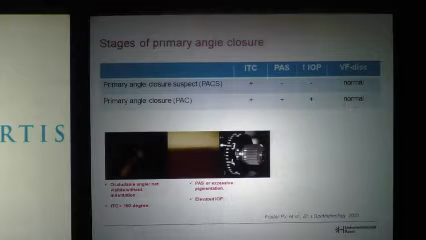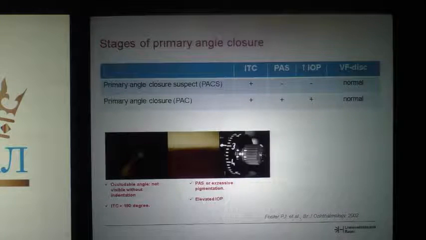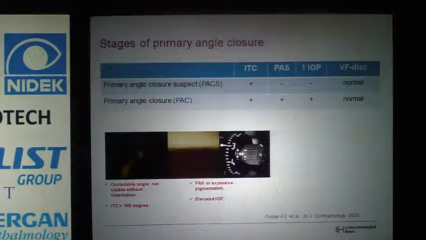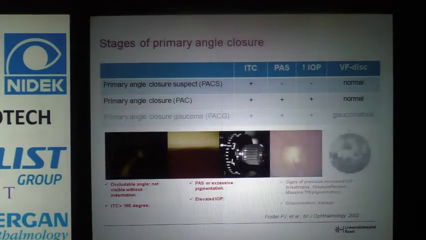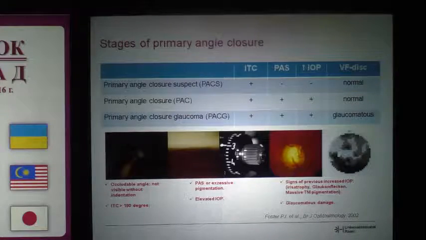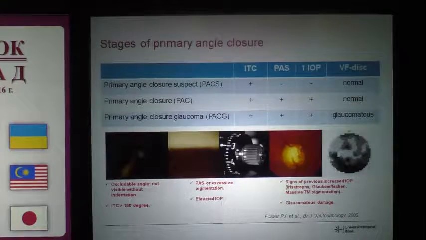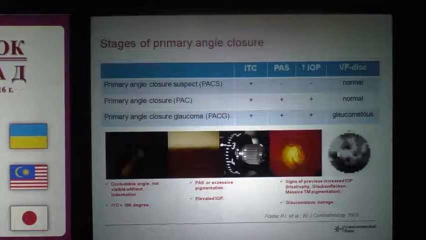When we have a primary angle closure, a manifest type, then we have, in addition to the previous, as you see here on the right side, additional peripheral anterior synechiae and increased IOP, but still a normal visual field and optic disc. And then, of course, the definition of glaucoma is if you have glaucomatous damage in the optic nerve head and visual field.